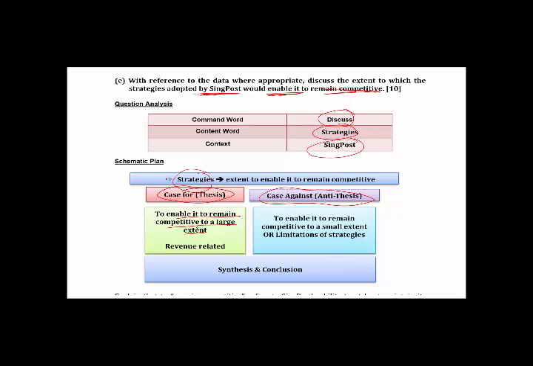When you say to a large extent, why is that so? You can talk about this in terms of cost and revenue perspective. How has cost changed? How has revenue changed because of the strategies that they adopted? So what did Singpost do? Singpost automated. Remember, they improved productivity and efficiency through the use of machines.